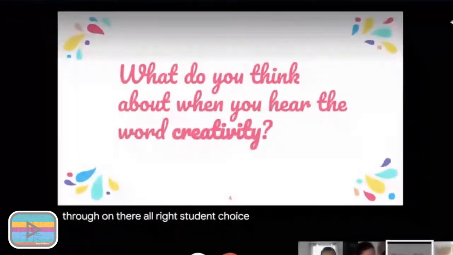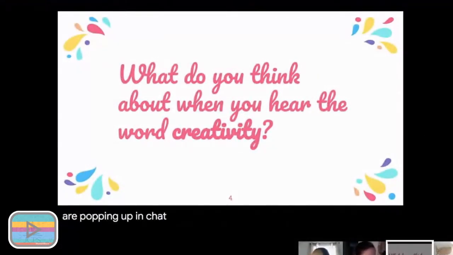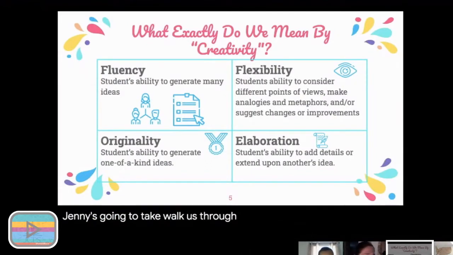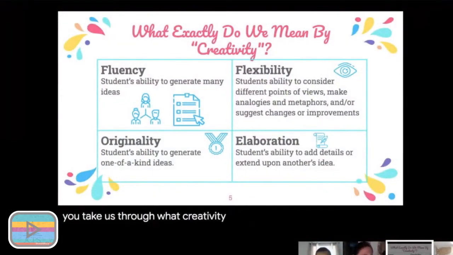Student choice, art, music. These are things that are popping up in chat about what creativity is. I think a lot of us go straight to art and thinking about the ways artists are creative. So Jenny's going to walk us through the definition that our district actually uses when identifying gifted and talented students. So Jenny, will you take us through what creativity means?